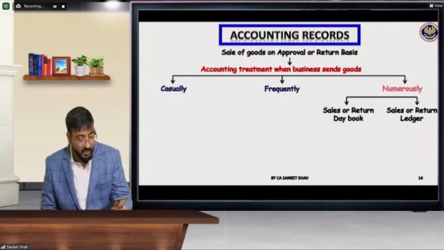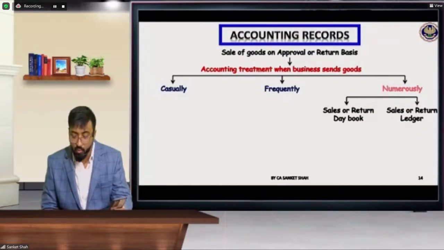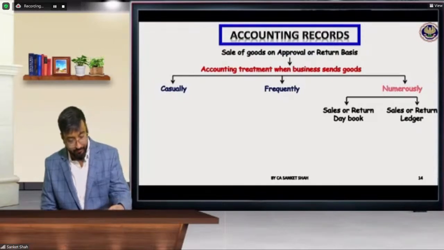Casually few transactions, frequently approach 4 columns: goods sent, goods approved, goods rejected, and balance. And last, numerously, 2 day books. Not 2 types. There are 2 different accounts. One is day book and second one is ledger. Rohit ji, very good.